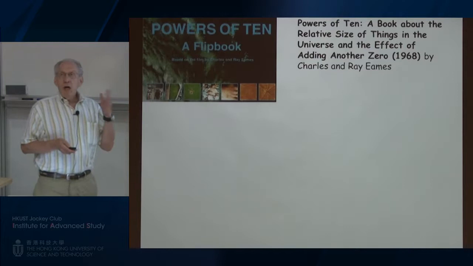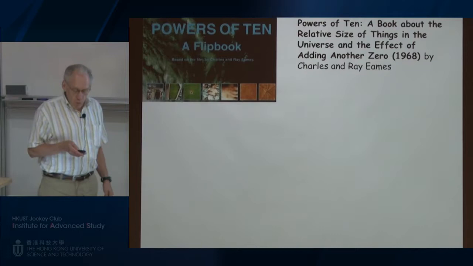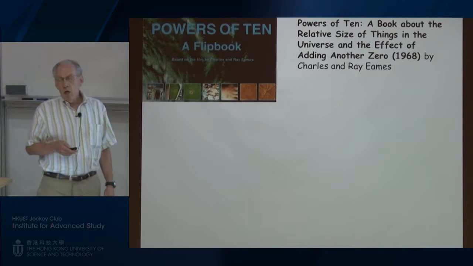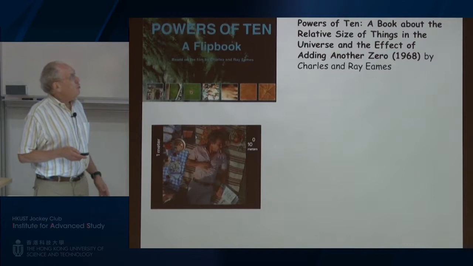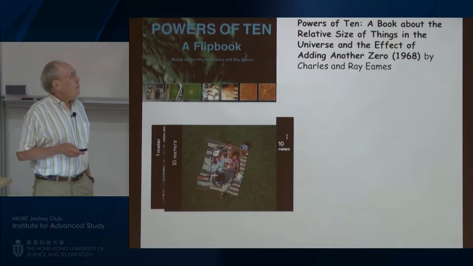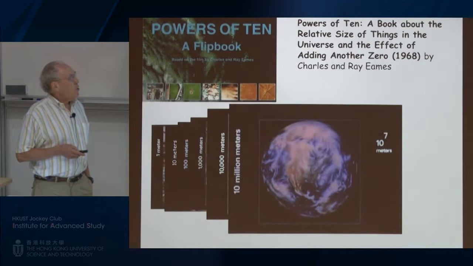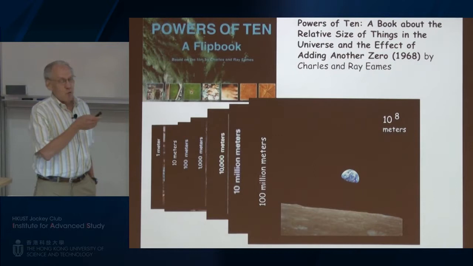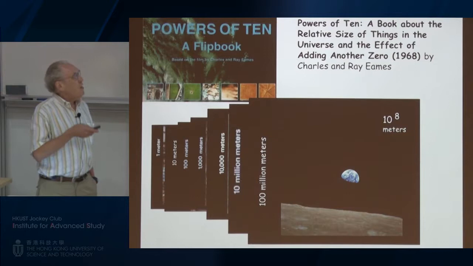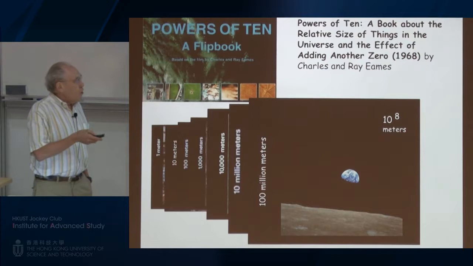I wasn't so young when this book came out. This wonderful pair of inventors decided to try to communicate to people the magnitudes, orders of magnitude change. And so they started with a picture of a man lying on a blanket, and then they showed what would happen at 10 meters, at 100 meters, and so forth. And of course, some of these pictures were imaginary because nobody had been to the moon. This was a later addition. But the point is that if you go 10 to the 8th meters away from our Earth, you can see the Earth from the moon.